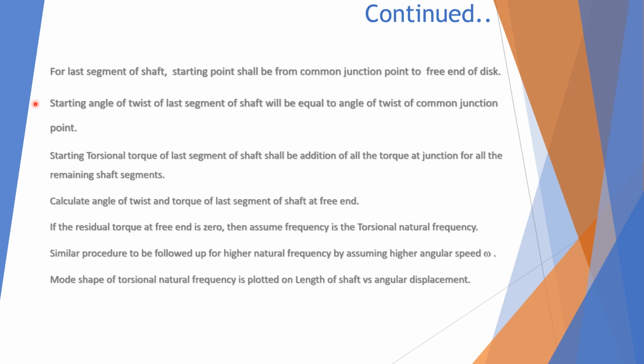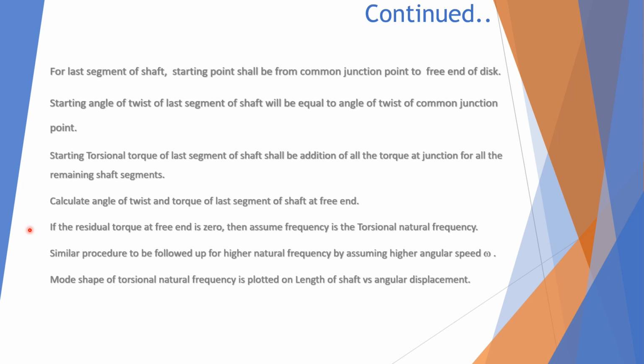A starting angle of twist for the last segment of shaft will be equal to angle of twist of the common junction point, and a starting torsional torque of the last segment of shaft shall be summation of all the torques at the junction for all the remaining shaft segments. Then calculate angle of twist and torque at the last segment of the shaft at free end. If the residual torque at the free end is 0, then assumed frequency is the torsional natural frequency.